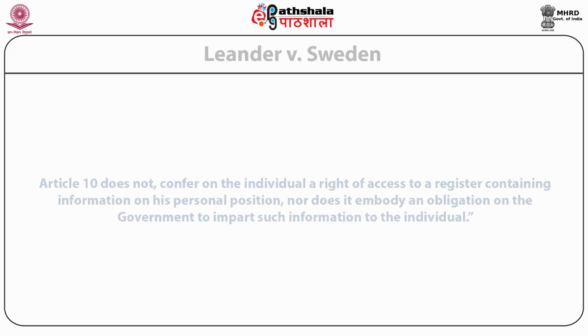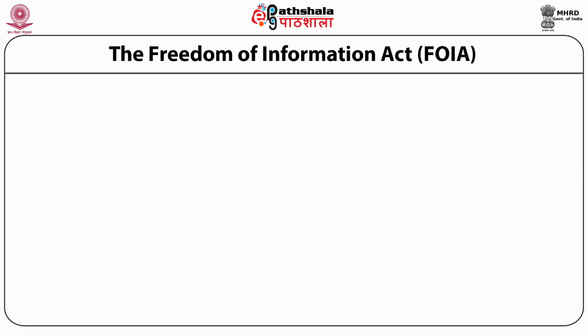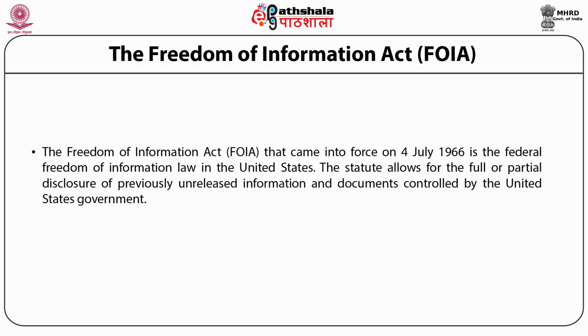Article 10 does not confer on the individual a right of access to a register containing information in his personal possession, nor does it embody an obligation on the government to impart such information to the individual. That's what they say in Leander v. Sweden, straightforward enough. Now, let's come to the landmark Freedom of Information Act in the United States of America. It came into force on Independence Day, 1966, July 4th, that is, and it is the federal Freedom of Information law in the United States.